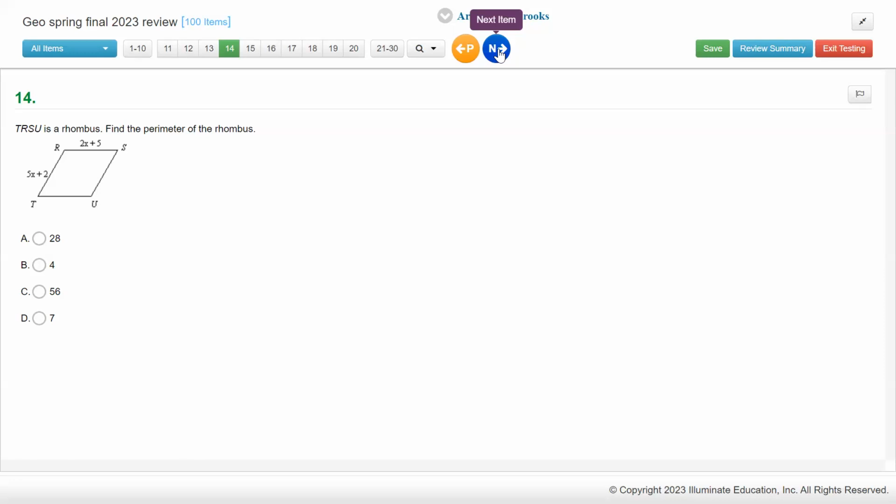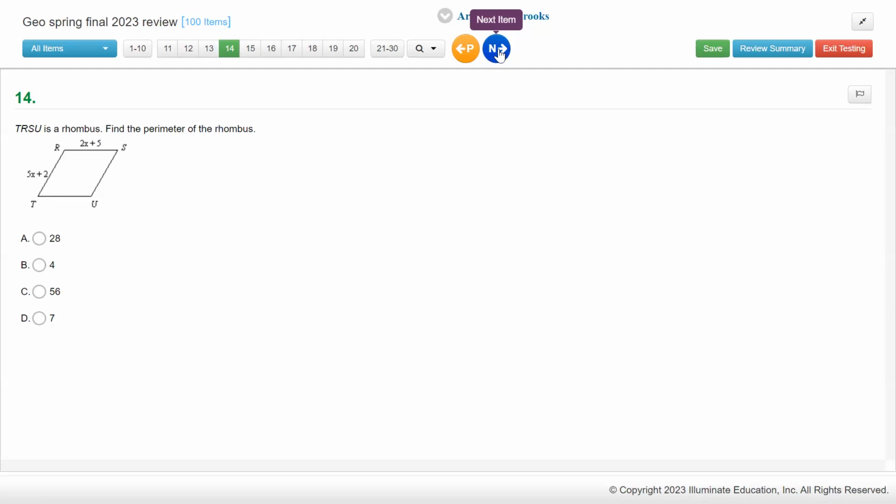But you're setting the two equations equal and solving for x. 5x plus 2 equals 2x plus 5. So first thing I want to do is subtract 2, which would give me 5x equals 2x plus 3. Then if I subtract 2x from both sides, gives me 3x equals 3. Divide them both by 3, gives me x equals 1.